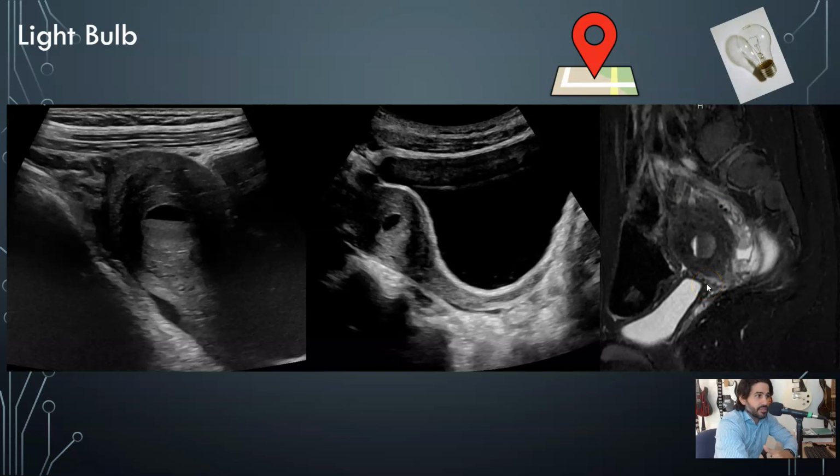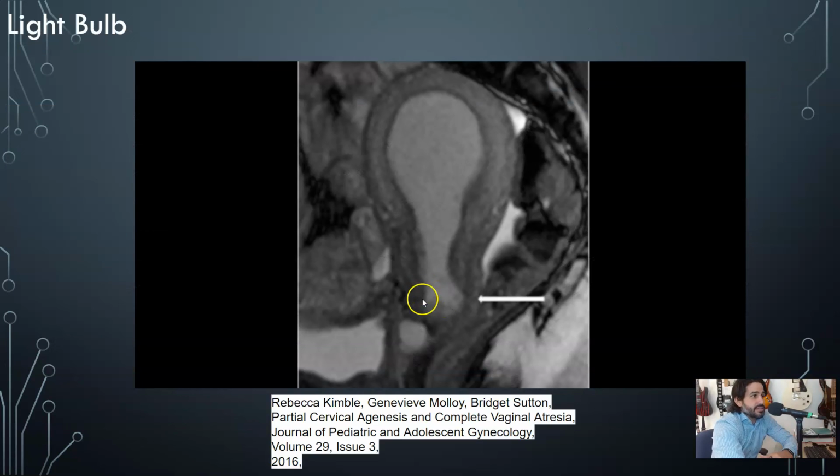There's no cervix. So this was a cervix agenesis, which on my ultrasound, I said it was either going to be cervix agenesis or cervix hypoplasia, but that's why they do the MRI, because you get much better detail. And it was a cervix agenesis. So it kind of looks like a light bulb, if you squint a little bit and use your imagination. But here's another case where this looks like a light bulb, if you ask me.